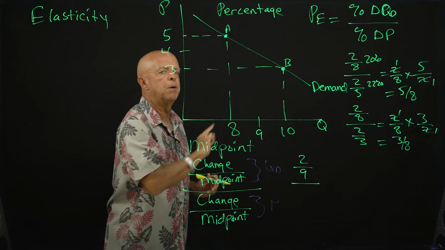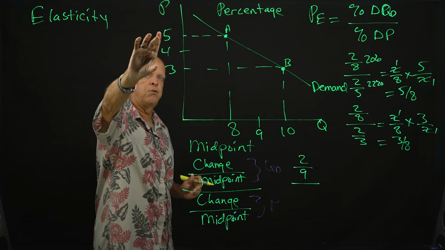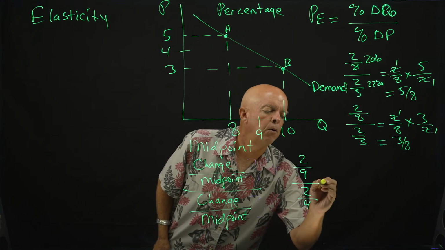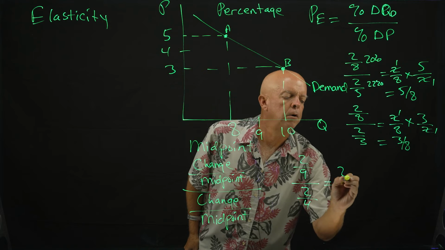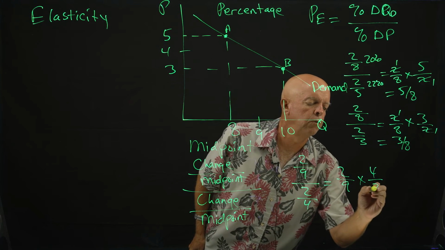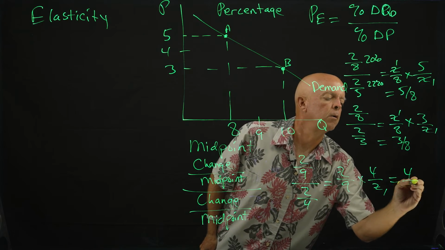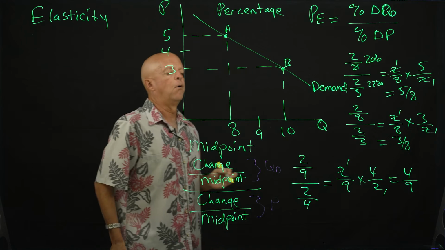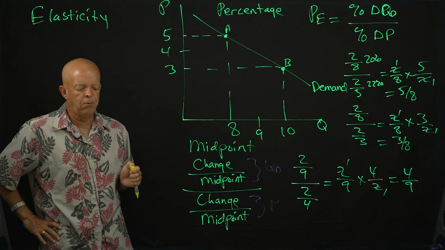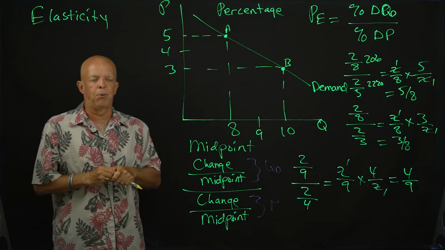2 over the midpoint there. And here it would be the change in price, 2 over 4, or 1/2. 2/9 times 4 over 2. We have 4/9. And this number will be the same whether you have an increase or a decrease in the price.